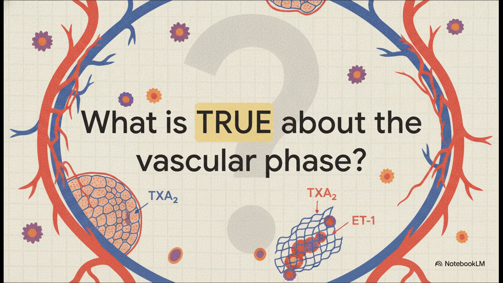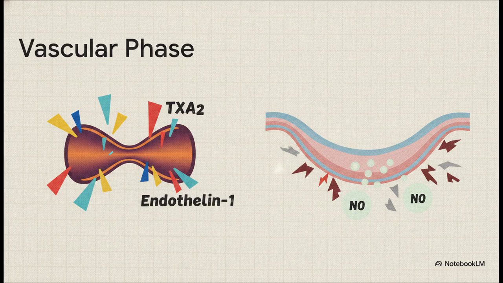Is it A, mediated exclusively by systemic hormones? B, involves immediate vasoconstriction via TXA2 and endothelin-1? C, basal cells promote coagulation? Or D, vasoconstriction persists for hours without platelets? Take a second and lock in your guess. And the correct answer is B.